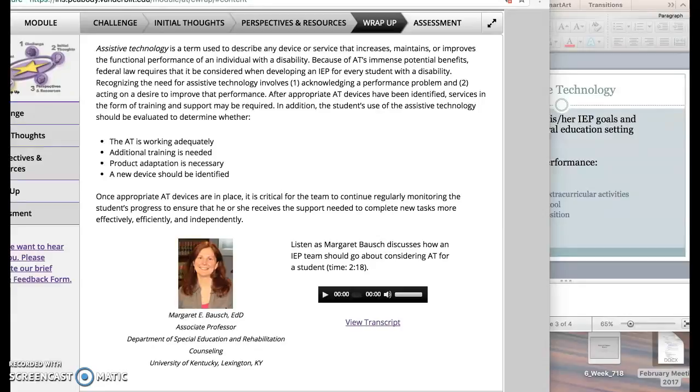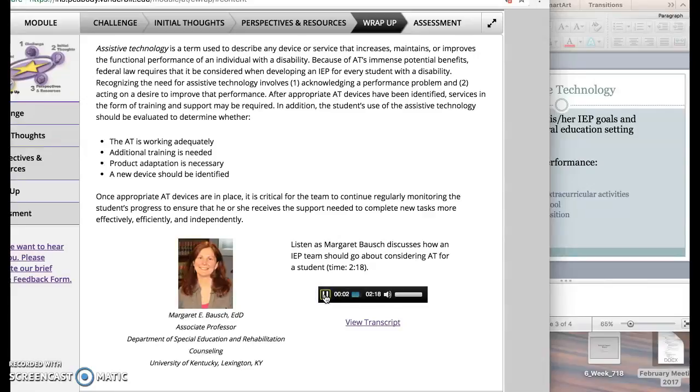Finally, assistive technology is a term used to describe any device or service that increases, maintains, or improves the functional performance of an individual with a disability. It is required by federal law if the student is deemed to need it by the team, and then the entire team needs to make sure that they are continually supporting and evaluating the child using the assistive technology.